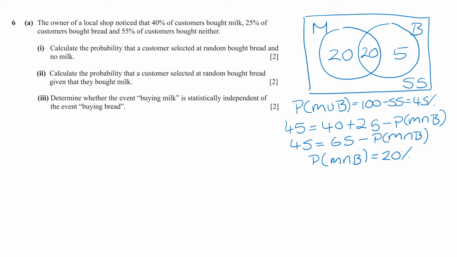Calculate the probability that a customer selected at random bought bread and no milk. If I go up to my Venn diagram, bread and no milk is the green section. So bread and no milk will be 5%.